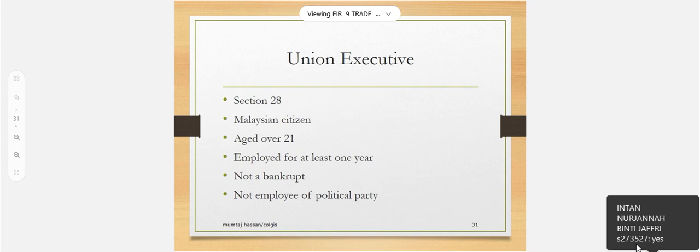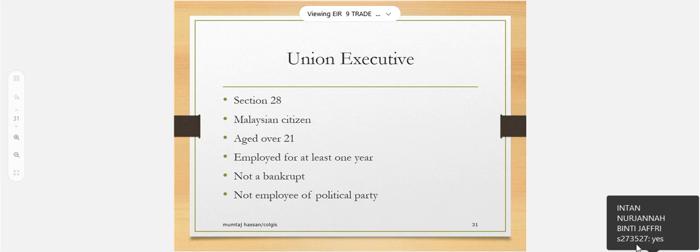So for the executive member, there's some restriction also. Under section 28, you must be a Malaysian citizen. You must be over 21, even though you can be a member at the age of 16. Then to vote also, there's some restriction. To be an executive member, you must not be a bankrupt. You must be employed for at least one year. That means if you recently joined any particular company, you cannot suddenly be appointed as an executive.